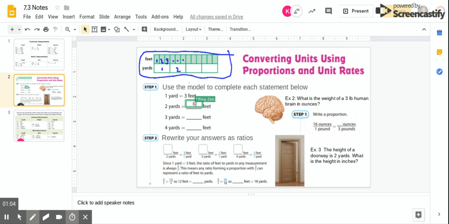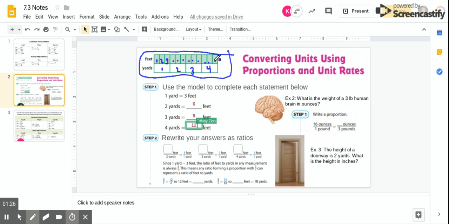These are kind of easy. For 3 yards, this is the third yard, so keep it going. There's 6, so 7, 8, 9 feet. And then 4 yards, so this is the fourth yard. 9, 10, 11, and 12 feet.